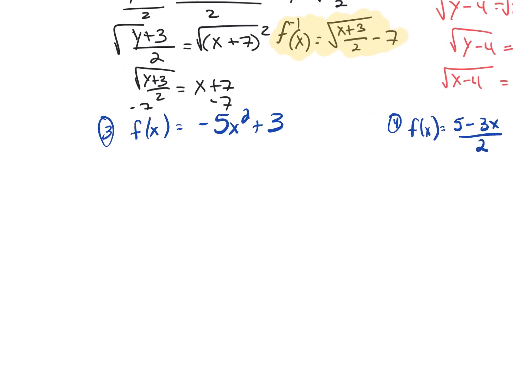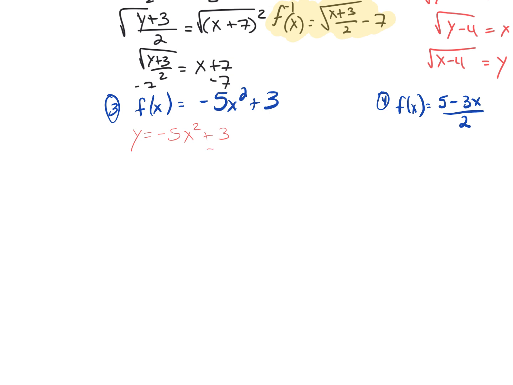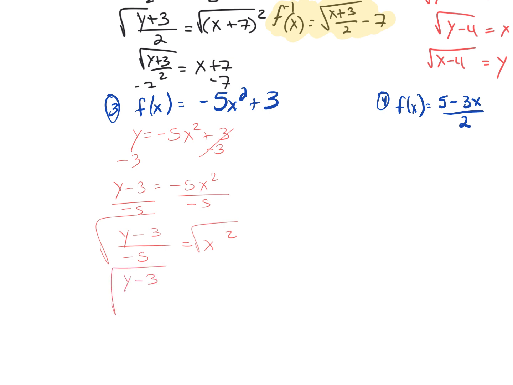Now for 3 again, we're going to start with y equals -5x squared plus 3. We're going to start solving for x, so we'll subtract 3. We get y minus 3 equals negative 5x squared. I'll divide by negative 5, and we're left with (y minus 3) over negative 5 equals x squared. Now I'm going to take the square root. So the square root is the square root of (y minus 3) over negative 5 equals x.